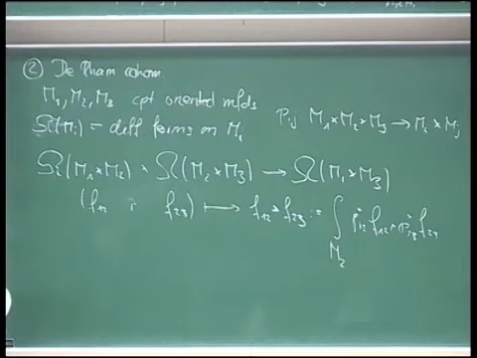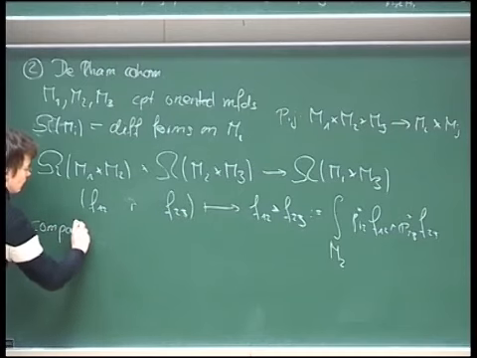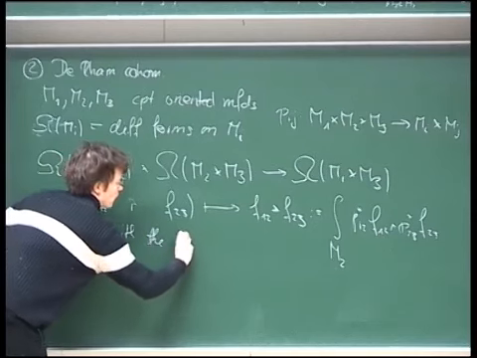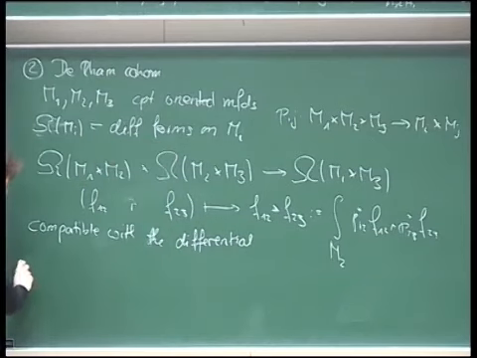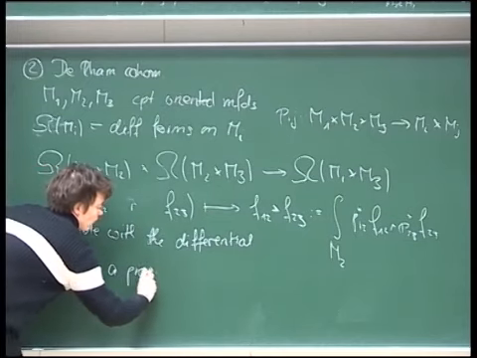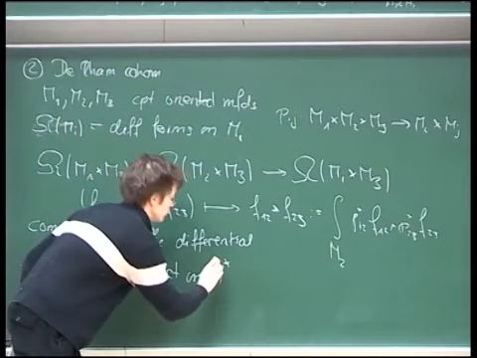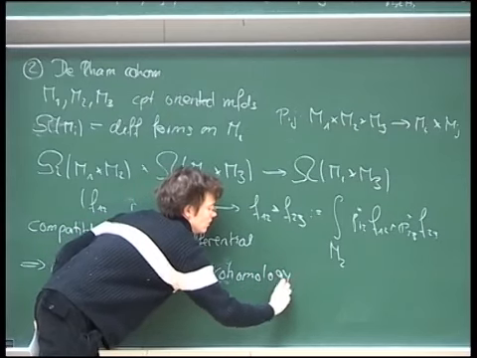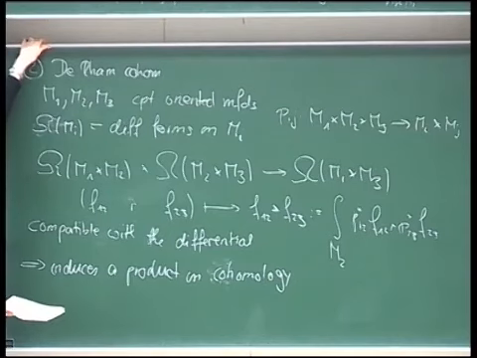One can easily check that this is compatible with the differential, and therefore it induces a product on cohomology. So that's the second version of convolution.